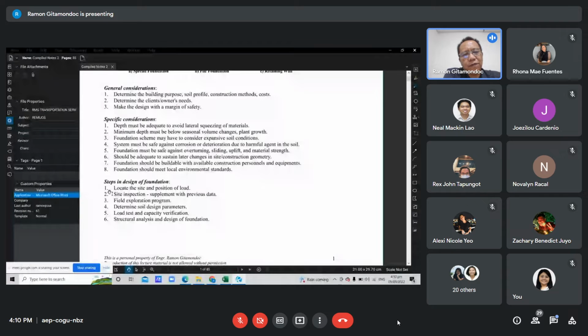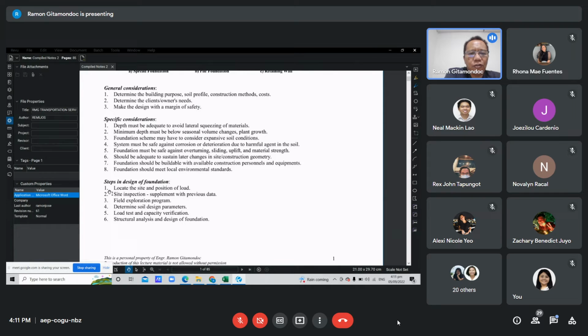Then six, the foundation should be adequate to sustain later changes in site or construction geometry. So the example that I cited a while ago, if the owner plans to build a 10-story structure, but for now the budget allows only for 5 stories, then we should design the foundation already for the 10 floors, so that it will be able to accommodate additional floors in the future. Otherwise, it's very difficult to retrofit foundations, very costly, and very difficult.